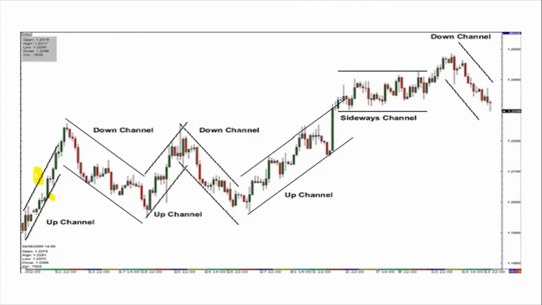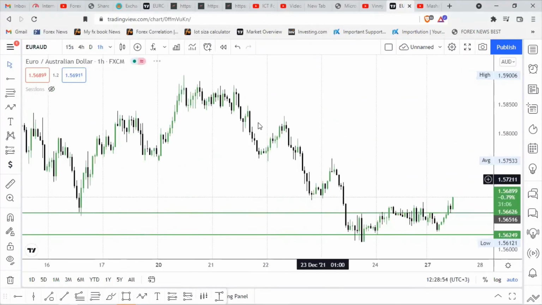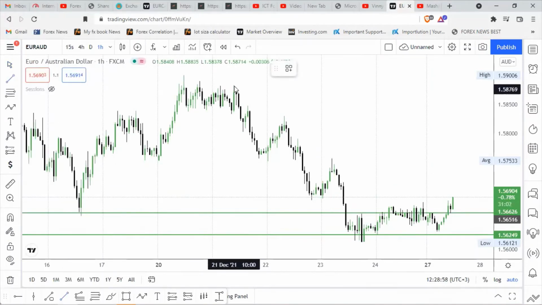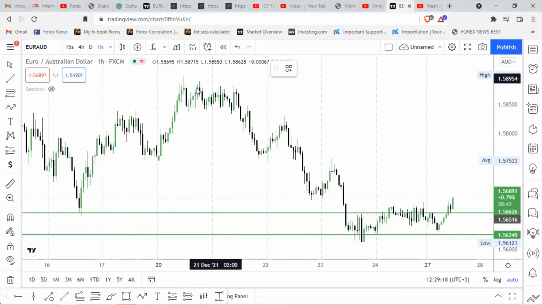We are going to look at the Euro Australian dollar. We are going to look at this Euro AUD. So this is going to be our trend line. If you are using tradingview.com, you just come to this corner here and click on this, and you will find trend line, arrows, ray, array, all these types of tools. There are very many if you are using TradingView. So if you want a trend line, you just come and pick a trend line and now you draw.